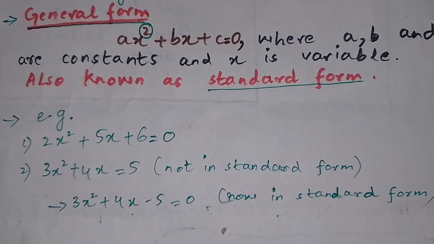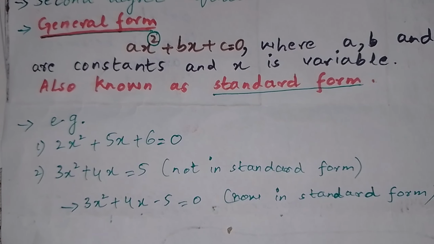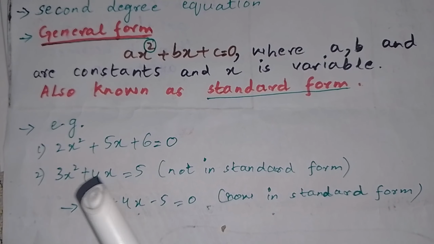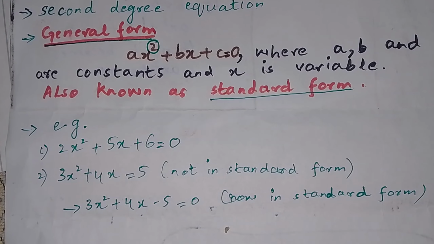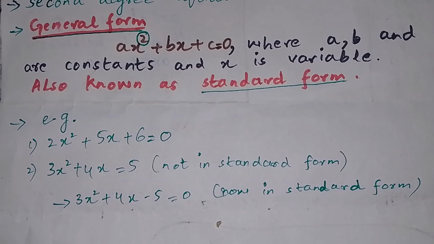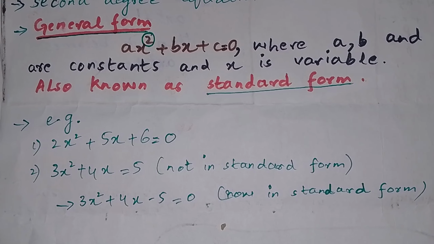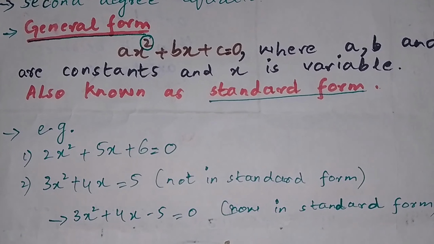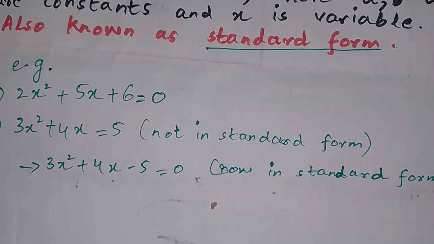Now have a look at examples. Example 1 is 2x square plus 5x plus 6 is equal to 0, where 2, 5, 6 are constants and the variable is x, and the highest power of the variable is 2. So it is a second degree equation, that is a quadratic equation, and it is always in one variable.